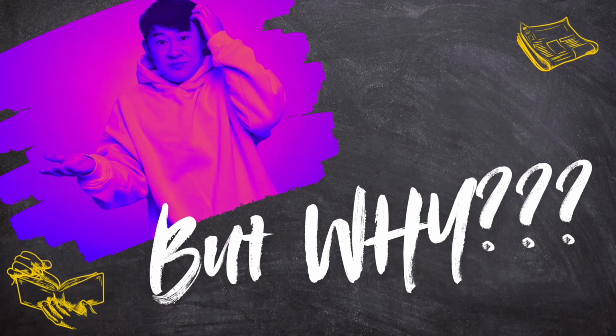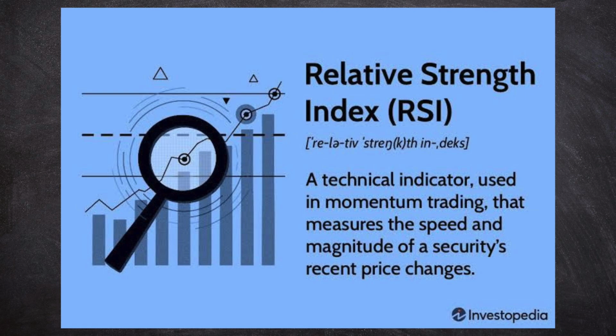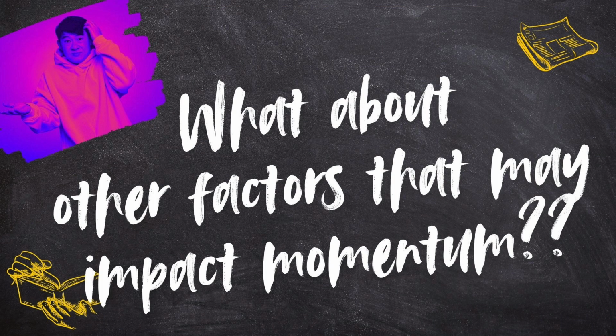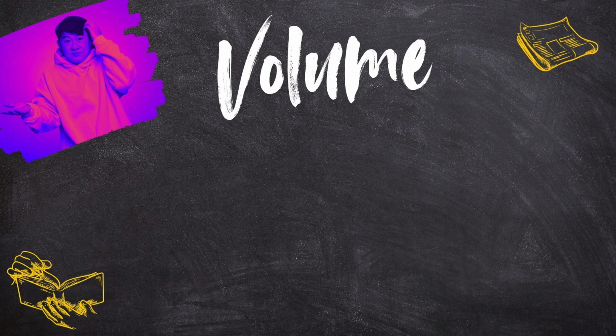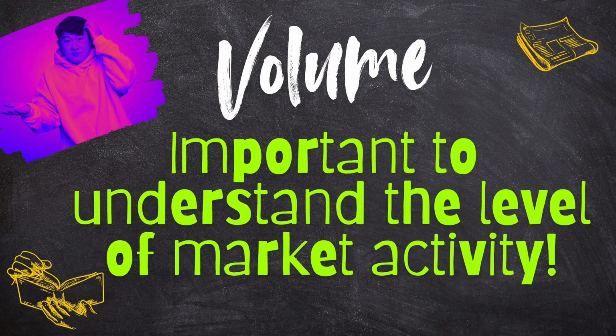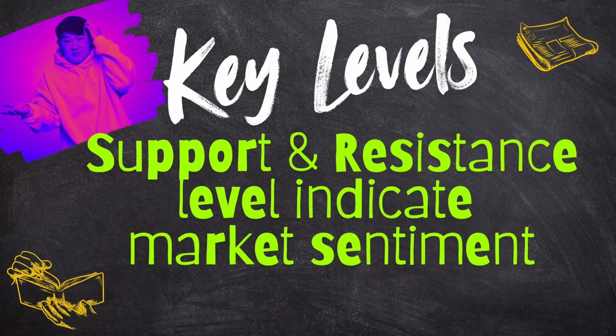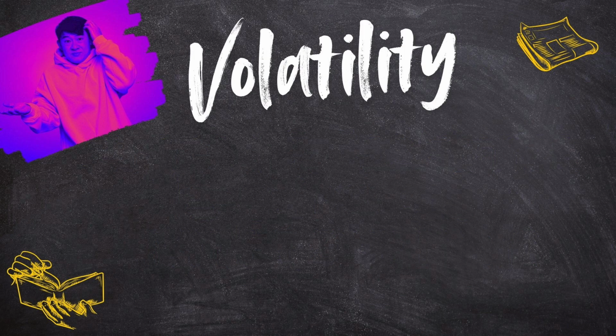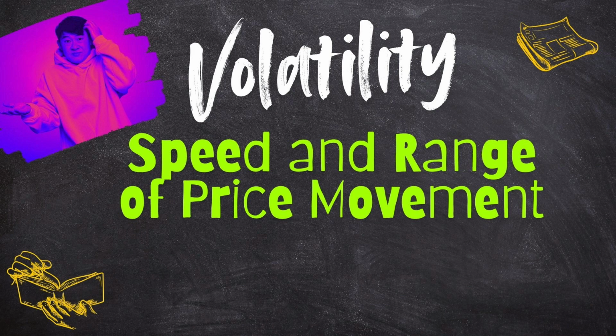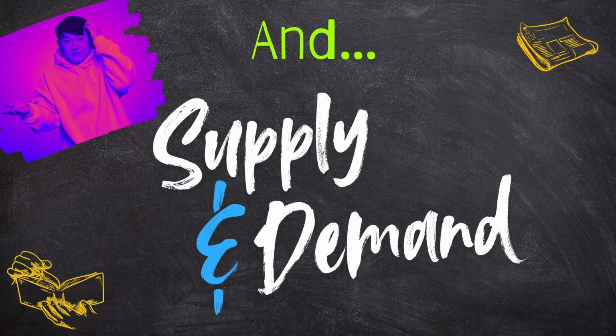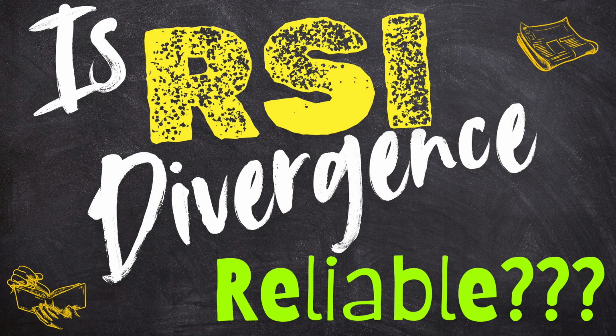This happens because RSI by itself only analyzes momentum coming from price change. That's only one piece of the trading puzzle. It doesn't fully account for other crucial factors like volume, which confirms market interest, support and resistance levels, which indicate where price action is likely to react, volatility, which impacts price movement, and of course the underlying dynamics of supply and demand. Without considering these, RSI divergence can only lead to false expectations in a number of cases.